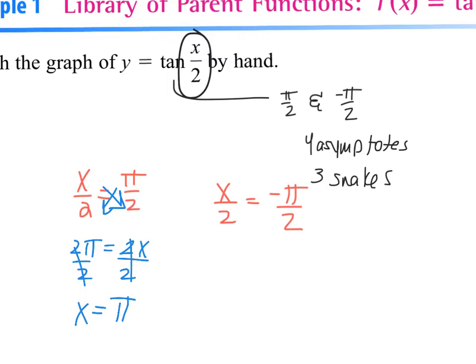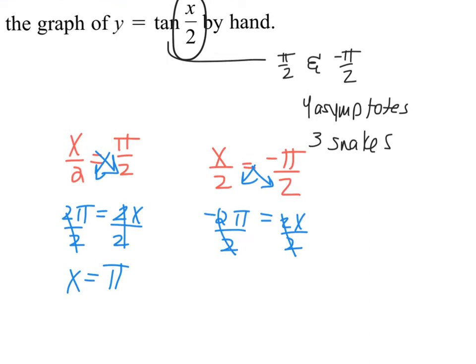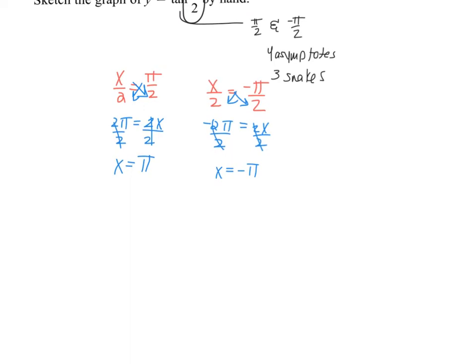All right, so over here, it's the same thing. Negative 2 pi equals 2x. Divide by 2. So x equals negative pi. Agreed? Okay, so there's 2 of my asymptotes right there. So if I'm going to graph this, I'm going to set this up, and I have an asymptote at positive pi, and I have an asymptote at negative pi.